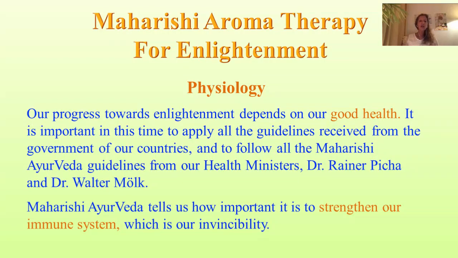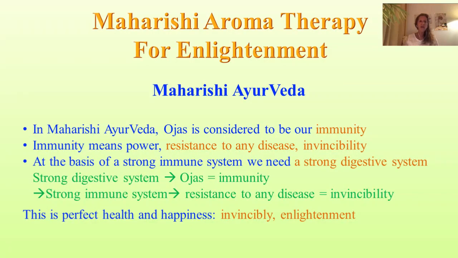Maharishi Ayurveda tells us how important it is to strengthen our immune system, which is our invincibility. In Maharishi Ayurveda, ojas is considered to be our immunity. Immunity means power, resistance to any disease, invincibility. At the basis of a strong immune system, we need a strong digestive system. A strong digestive system will provide ojas, and this is our immunity. A strong immune system gives us resistance to any disease. This is our invincibility. This is perfect health and happiness, invincibility, enlightenment.